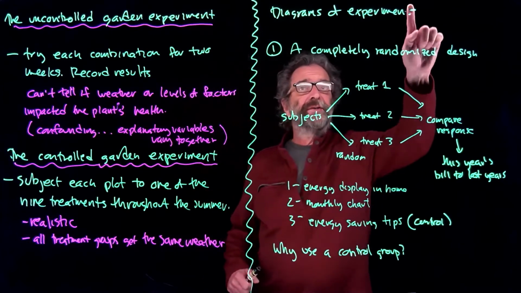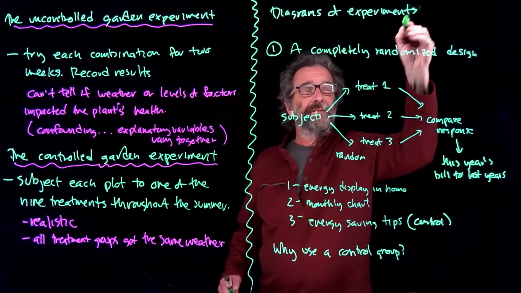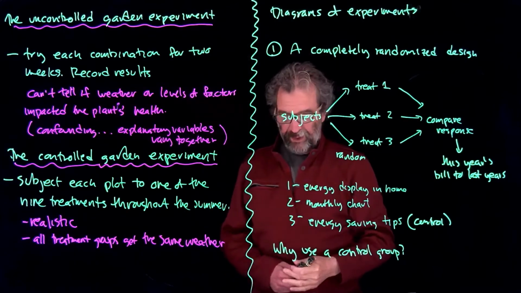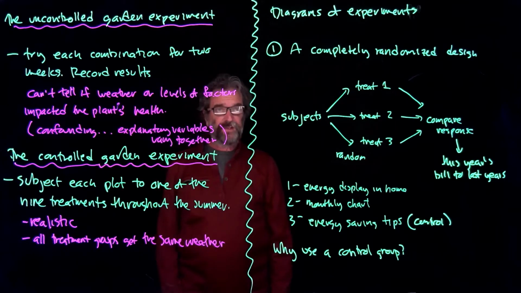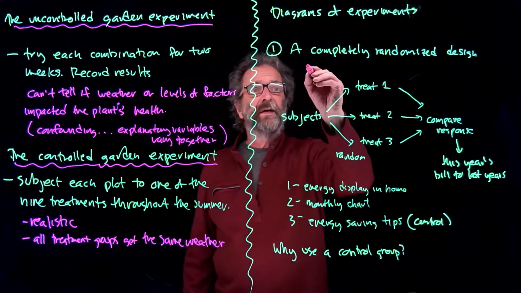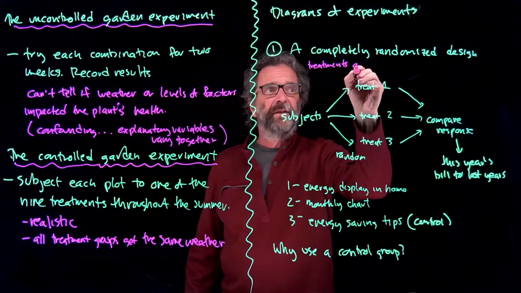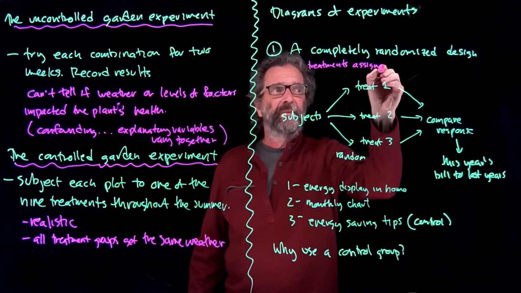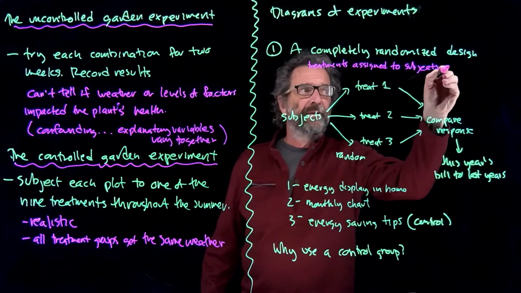And so now we're going to talk about diagramming experimental designs, or diagrams of experiments. We'll see, I think it's 3 different kinds of experiments. Here is the first one. It's called the completely randomized design. So that says treatments, they're assigned to subjects randomly.